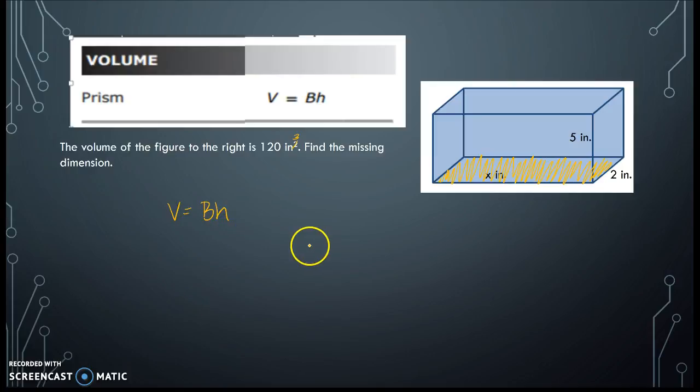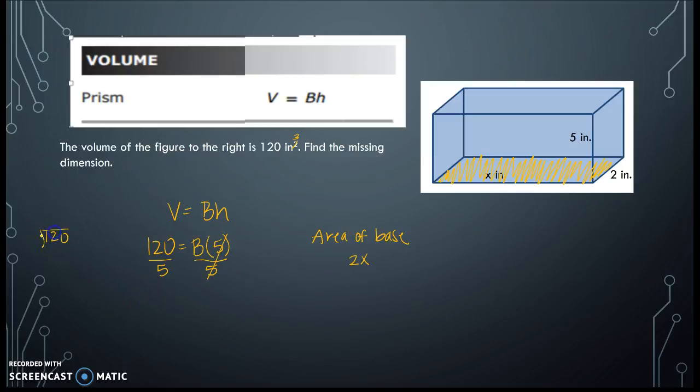So I know that my volume's 120, but I have to go off to the right and do my area of the base calculation. So area of the base, I know it's going to be 2 times x. Okay, so I'm not quite sure of that, so I'm going to leave big B here. Do I know the height of the prism? Well, yes, I see that it's 5. So I can go this way. I want to get big B by itself. I'm going to divide by 5. Divide by 5.